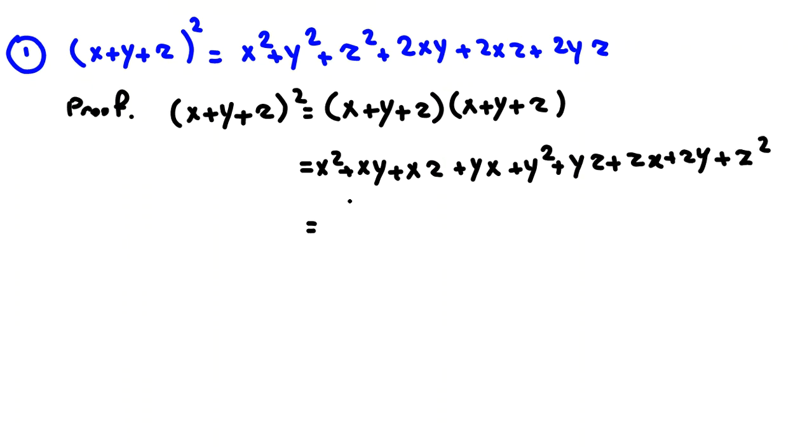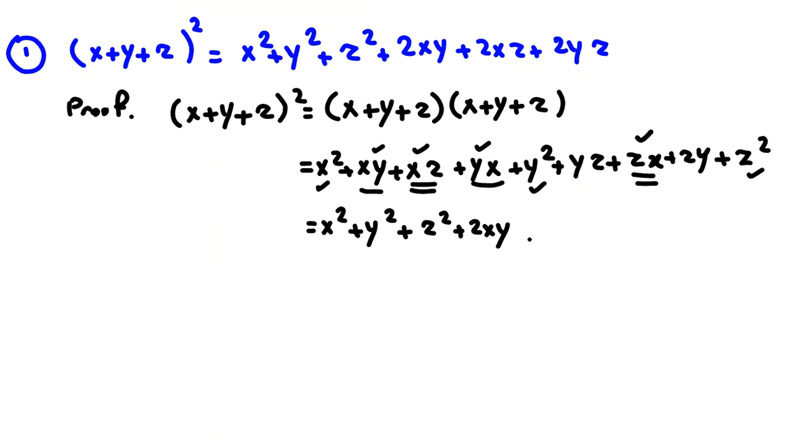And we can write x squared plus y squared plus z squared. And then xy and yx, so we write 2xy. The next one, xz and zx, you can write 2xz. And the last one, yz and zy, the sum of them will be plus 2yz. So we proved the first identity.